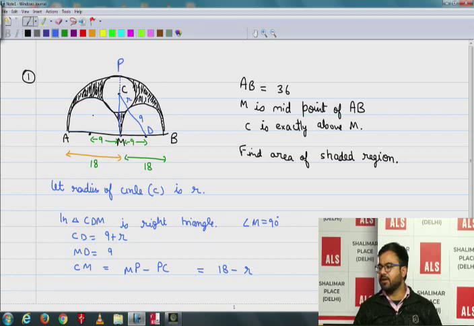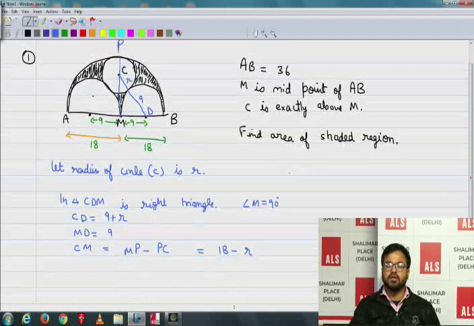So tell me, are you getting up to here how I have written the values of CD, MD and CM? Itanagar, are you getting till now? Like how I have written the values of CD, MD and CM? Okay, very good.